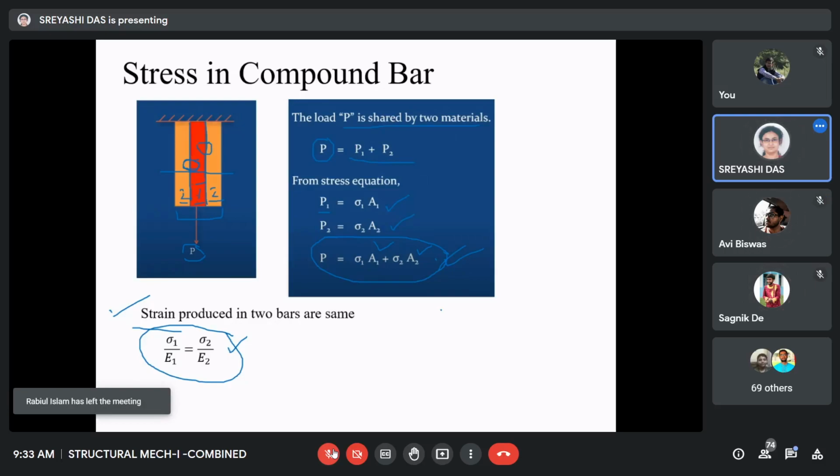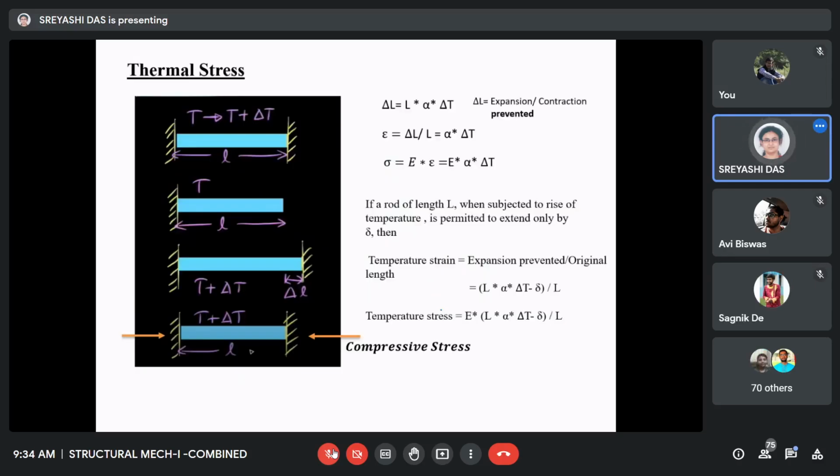Okay. Now this thing will be utilized in case of finding the thermal stresses later on. So first come to the thermal stress. Now this thermal stress is a very important part in designing. So you have heard that for the rail line, after a certain distance, a gap is provided. Why? The gap may be 4 millimeter, 5 millimeter. Suppose after 40 meter length, a gap is provided. The rail line is not continuous.